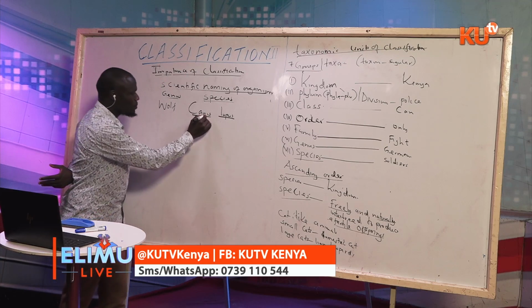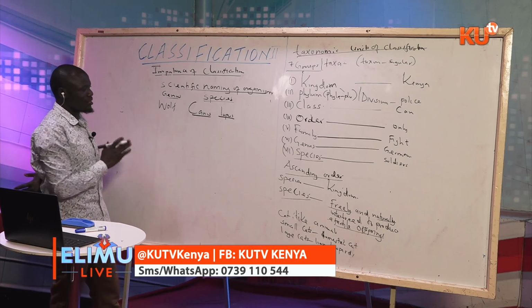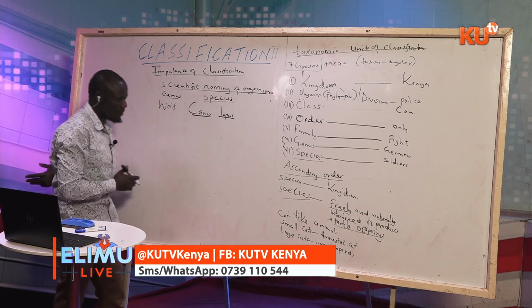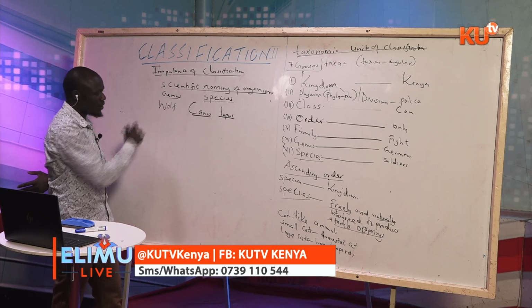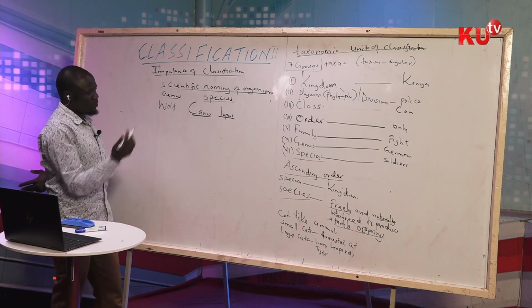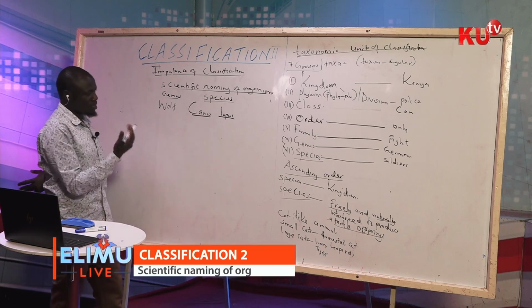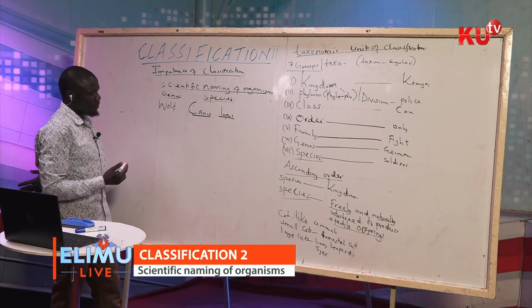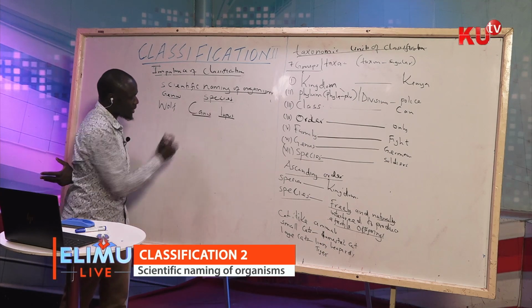The two names must be underlined separately. If not underlined, then that is not a scientific name. That is well written, like I've done the handwritten one on the whiteboard, as you can see. What about the one that is typed? For the case of the typed one, what are we supposed to do? The typed one is also supposed to be written and at the same time underlined.